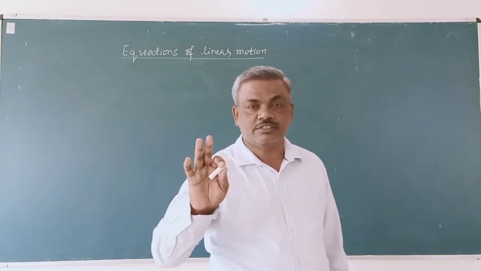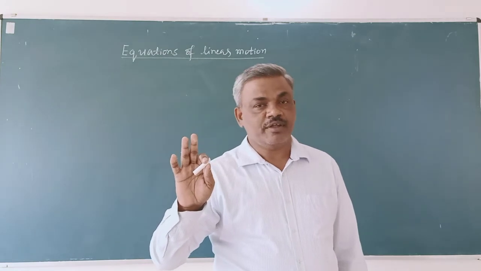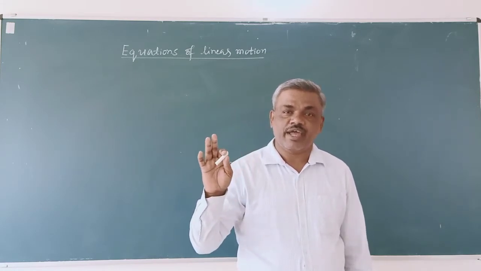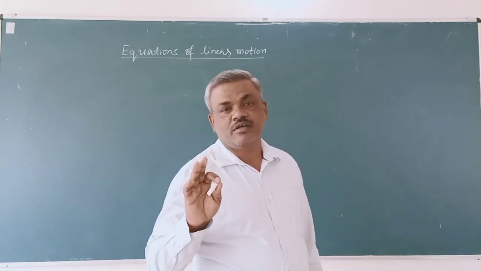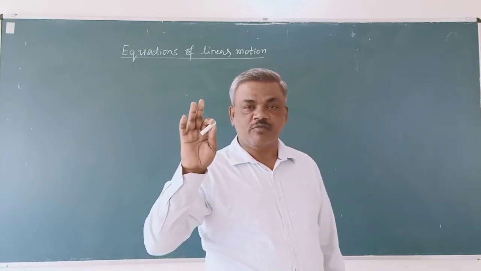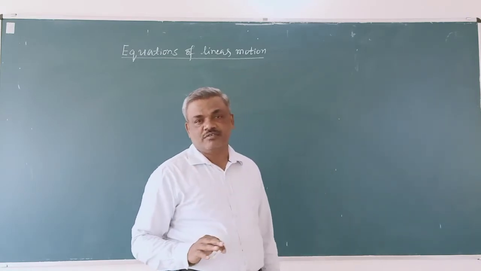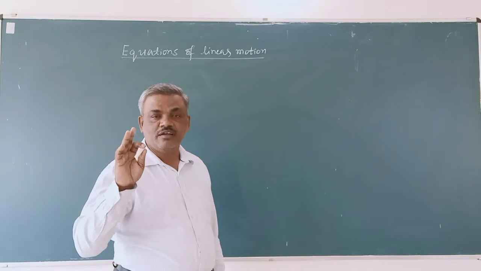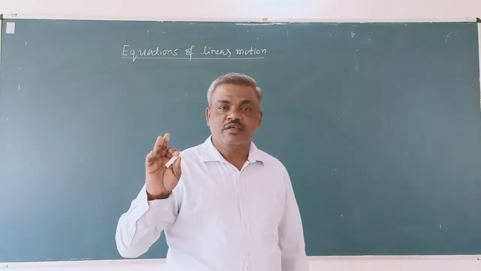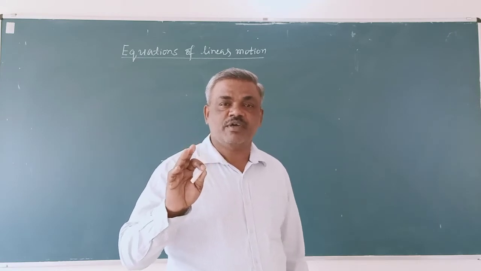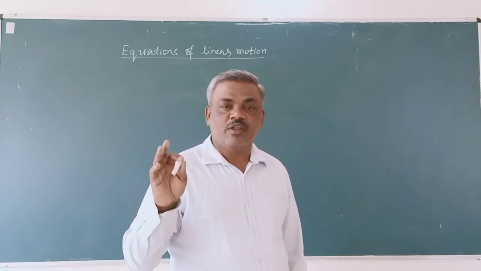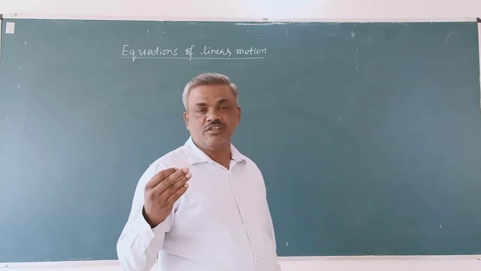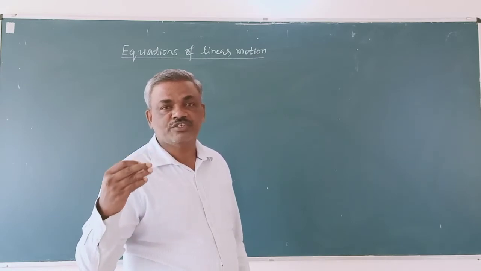Students, last class I discussed the important definitions: distance traveled, displacement, speed, velocity and acceleration. Distance traveled, the length of the actual path traveled by the body, is called distance traveled. Displacement, the change in position of a body in a particular direction, is called displacement. Speed, the time rate of covering a distance by an object, is called speed. Velocity, the rate of change of displacement, is called velocity. And finally acceleration, the rate of change of velocity, is called acceleration.